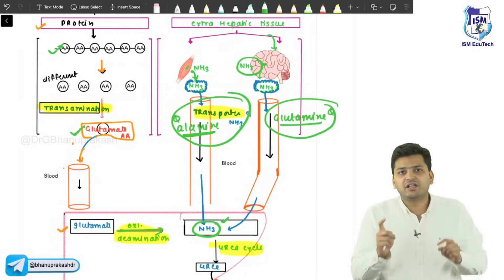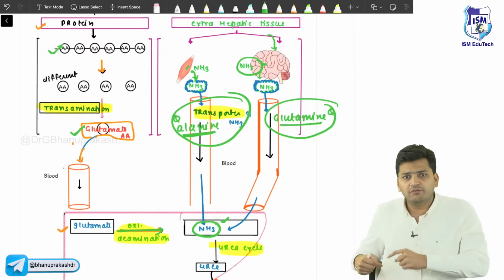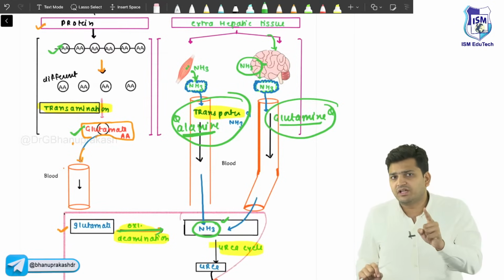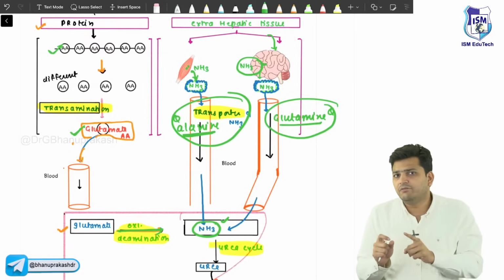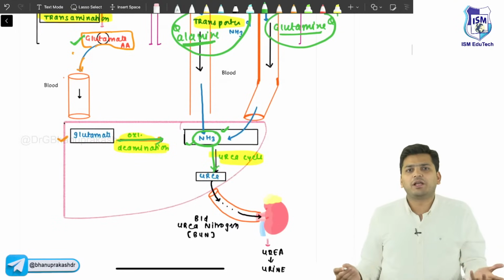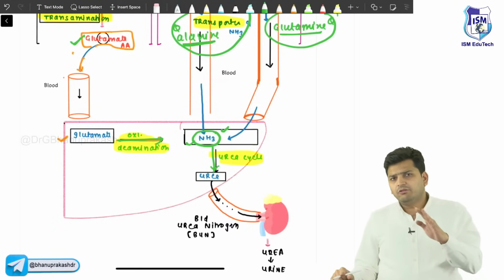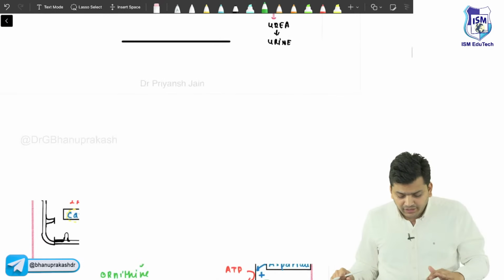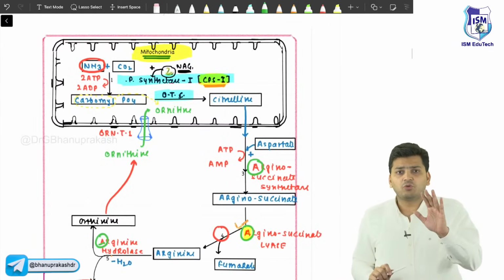What is the name of the transporter of the ammonia from brain to liver? Glutamine. What is the name of the transporter from the muscle to liver? Alanine. Once the ammonia reaches the liver, it will be converted into urea with the help of the urea cycle. Now let's see the urea cycle. When it comes to the urea cycle, there are total 5 steps.